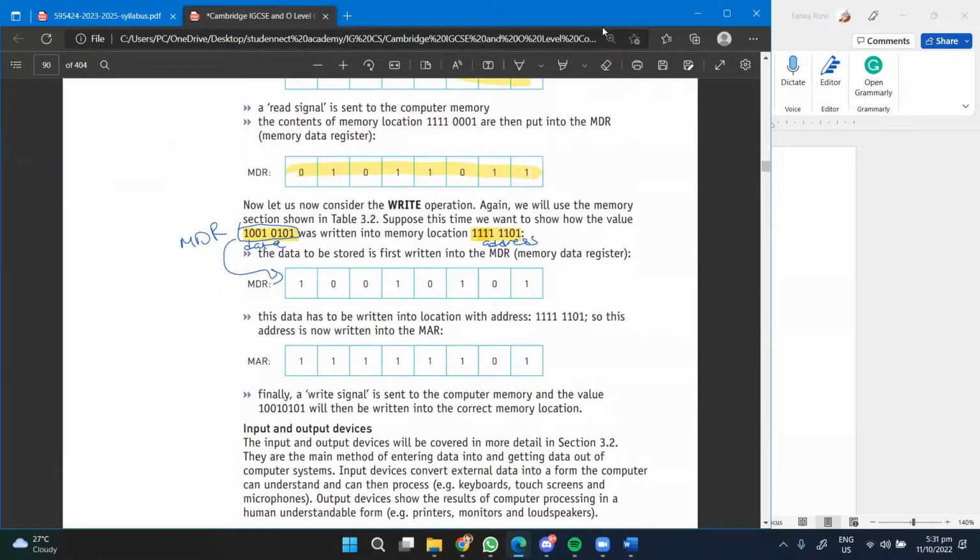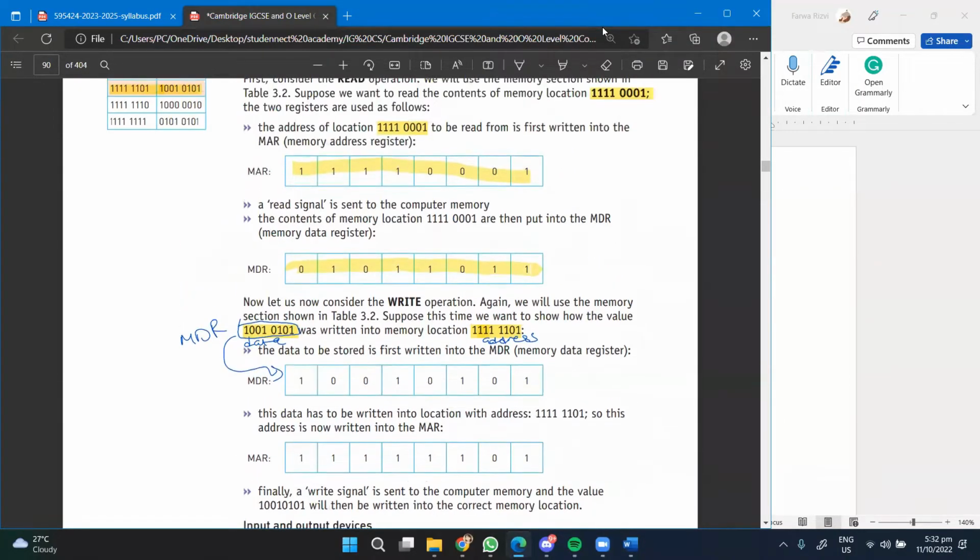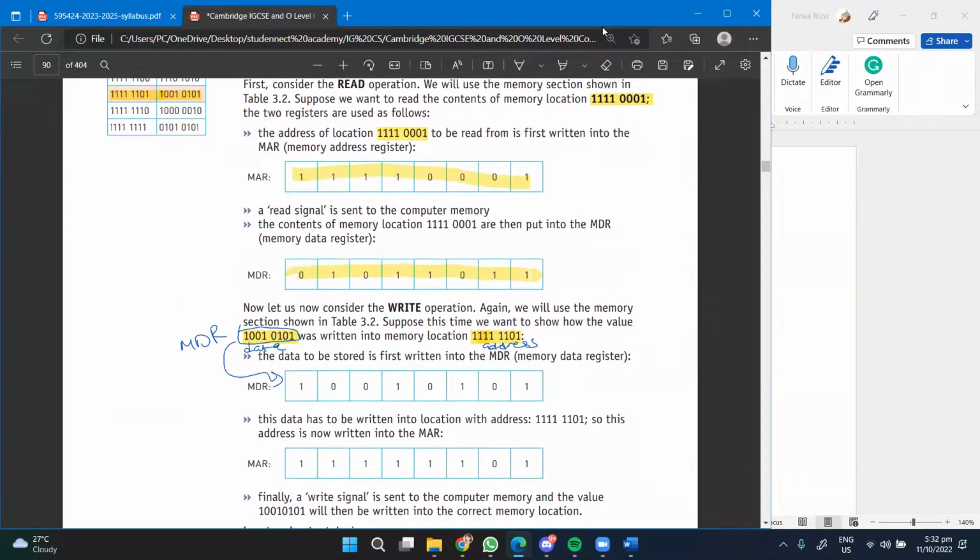So once we do this, the write signal is sent to the computer memory, and the value of whatever we wanted to store will then be written into the correct memory location. Okay. Do you have any questions? No. Okay.